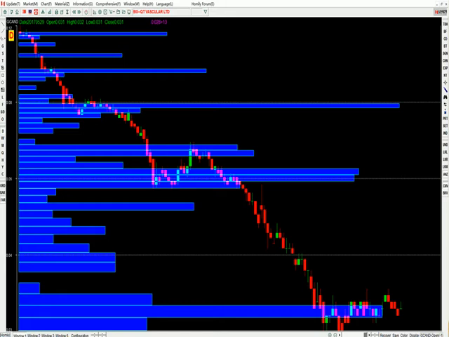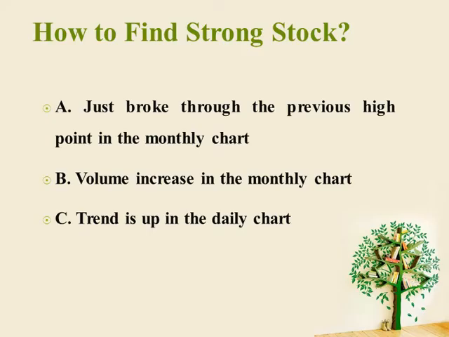But if you find some stocks where this is the current price and this is the target price, and the gap is only 10 cents, it's not good. Okay, so let's see the next one.